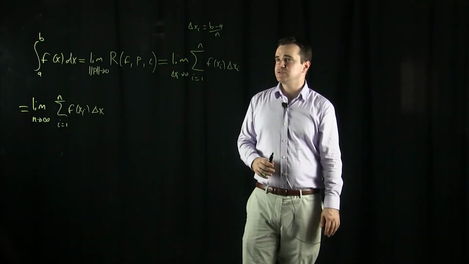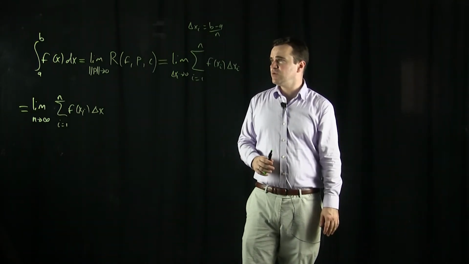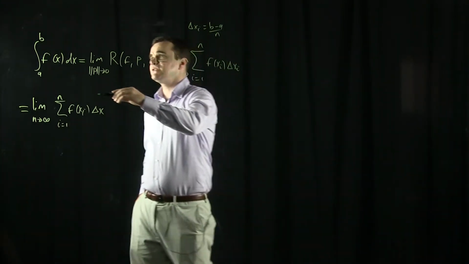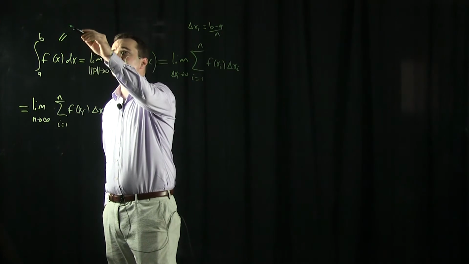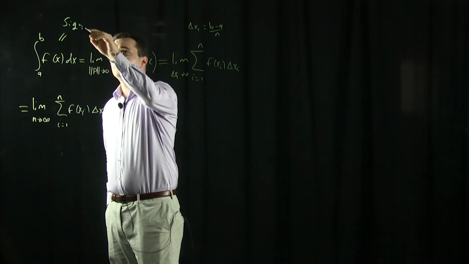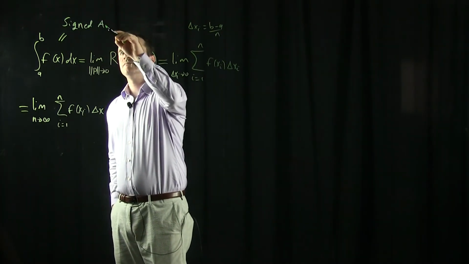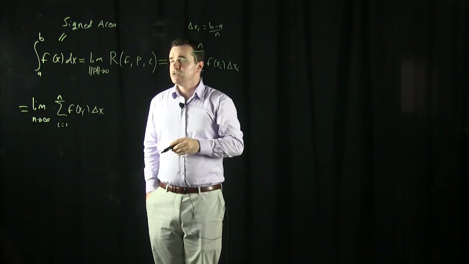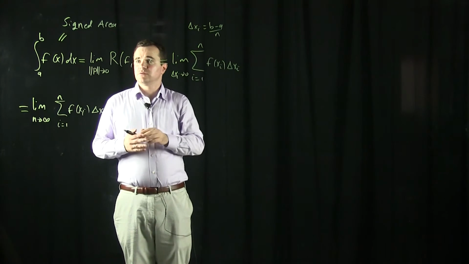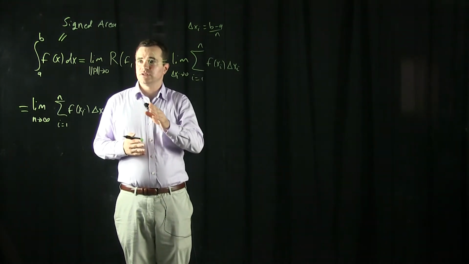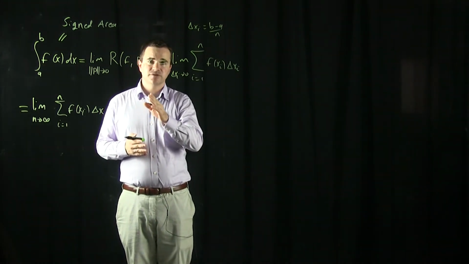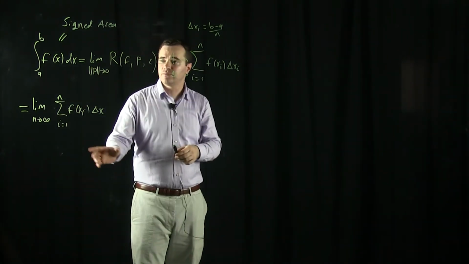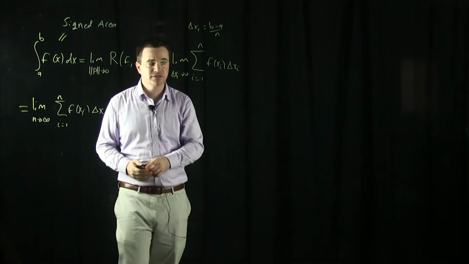And I'll actually give you an illustration. So I've been saying this is the definition of signed area, and I want to give you an illustration to show you what I mean. So let's look at the function sine of x, and I'm going to take x goes from 0 to 3 pi over 2, and I'm going to show you the right-hand approximation with 100 rectangles. There it is.